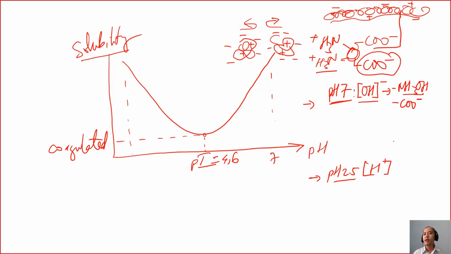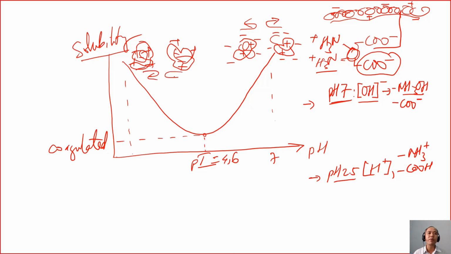Okay, so at low pH, for example pH 2.5, you have more hydrogen, you have more of this positive ion. Then what will happen? The carboxyl group will be neutralized, but this group is still not neutralized. As a result, you have more positive than negative. You have more positive, the same charge, which means they repel from each other.